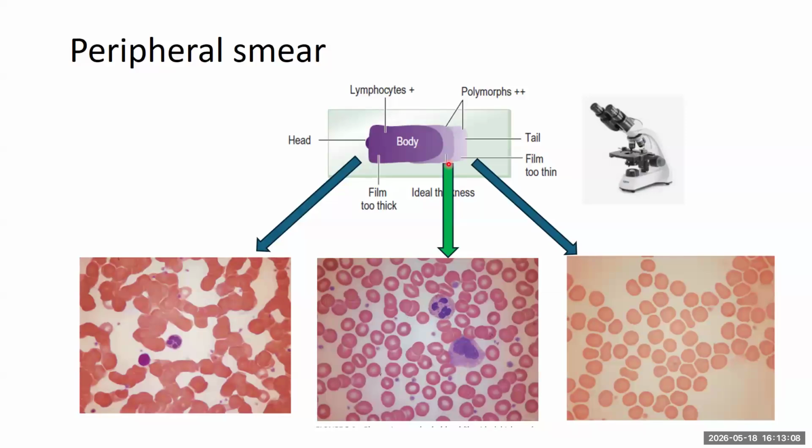From here, if we move to the end of the smear, we come to the tail. And this is the thinnest region of the smear where the red cells appear quite distorted as they are quite widely spread out. The areas of central pallor are lost, giving the appearance of a pseudo-spherocytosis. So essentially, the site of examination becomes quite important to interpret the morphology accurately.